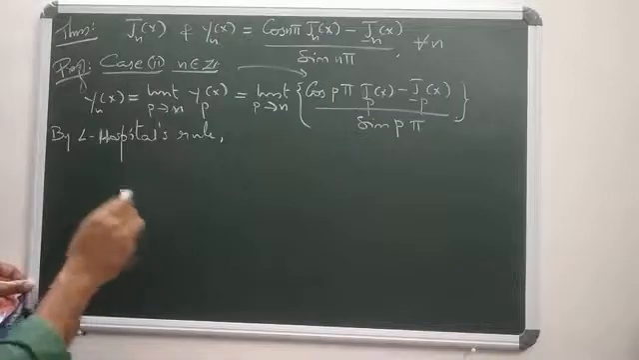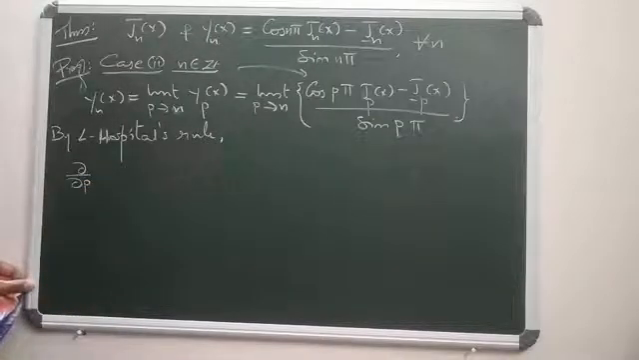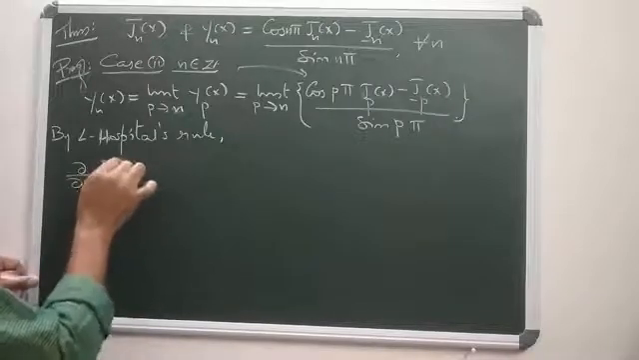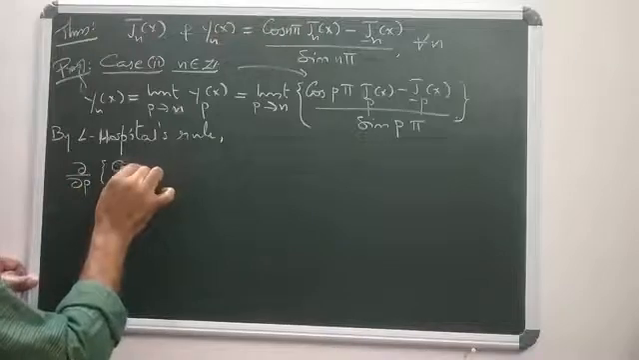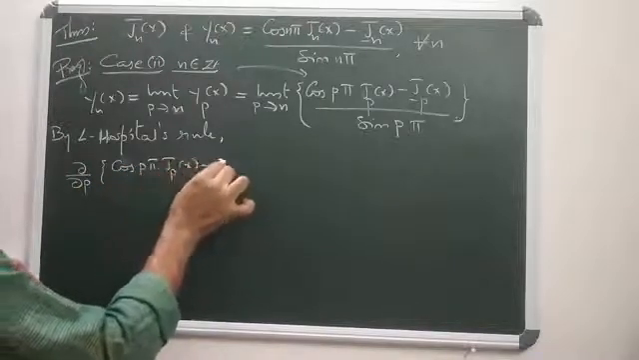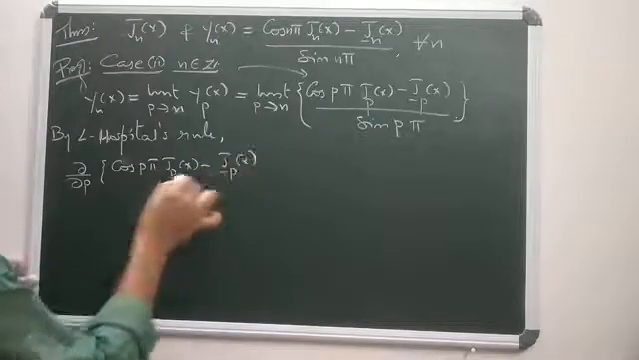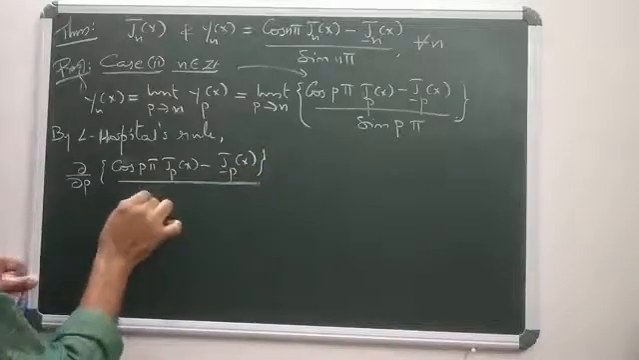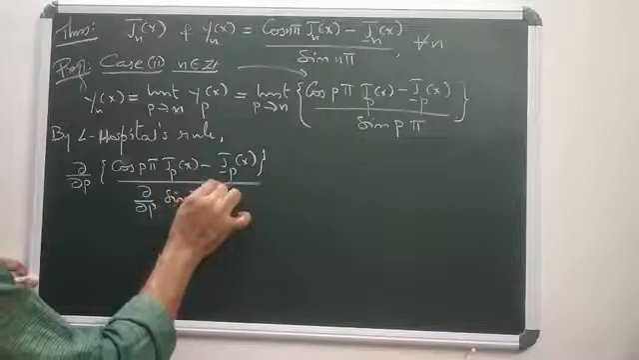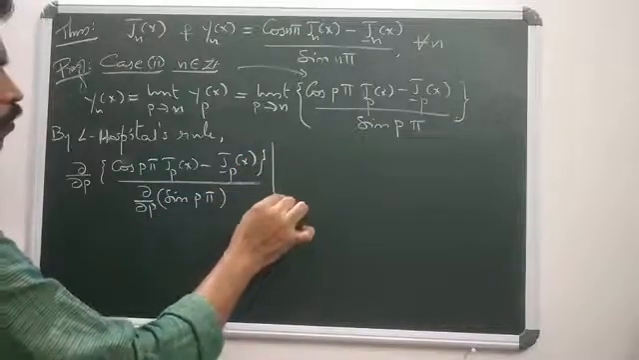It is some derivative of, you can del by del p of numerator, means del by del p of cos p pi into Jp(x) minus J−p(x), all divided by del p of sin p pi. So this is for, and all of these cases are for p equals n.